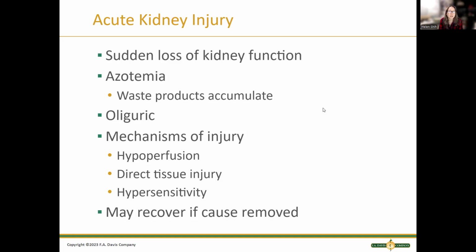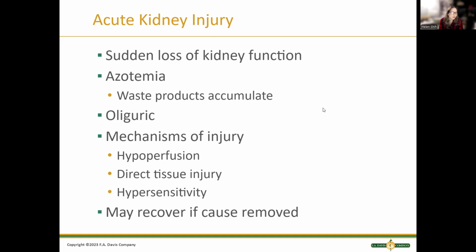They will become oliguric, which means that they produce less urine. The mechanism of this injury is that the injury causes hypoperfusion of the kidney, which can cause direct tissue damage as well as hypersensitivity to certain drugs or contrast dyes. Remember, in the last chapter we talked about contrast dye induced acute kidney injury. That's what the hypersensitivity is talking about.